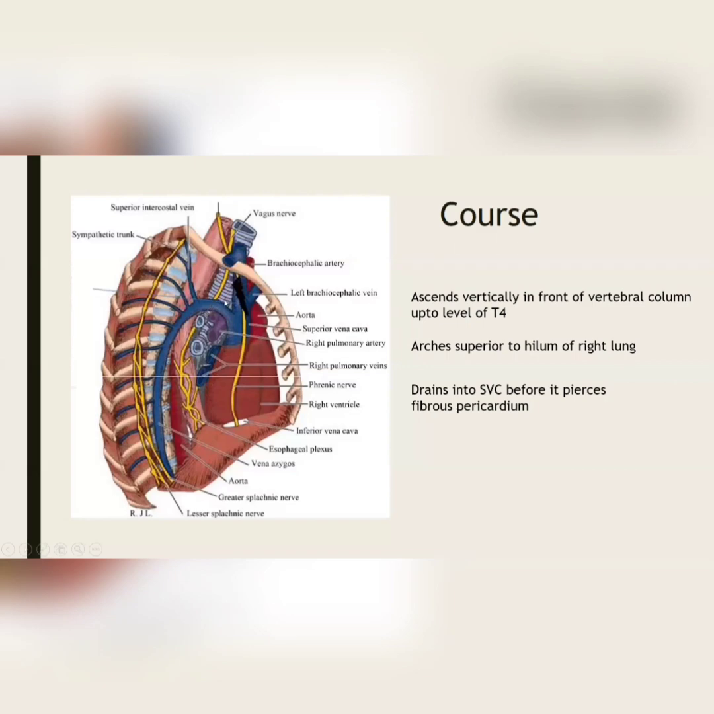And finally, the azygos vein will drain into the superior vena cava. The superior vena cava will further pierce the fibrous pericardium of the heart. So the azygos vein drains into the superior vena cava before the superior vena cava pierces the fibrous pericardium. This is the origin, course, and termination of the azygos vein.